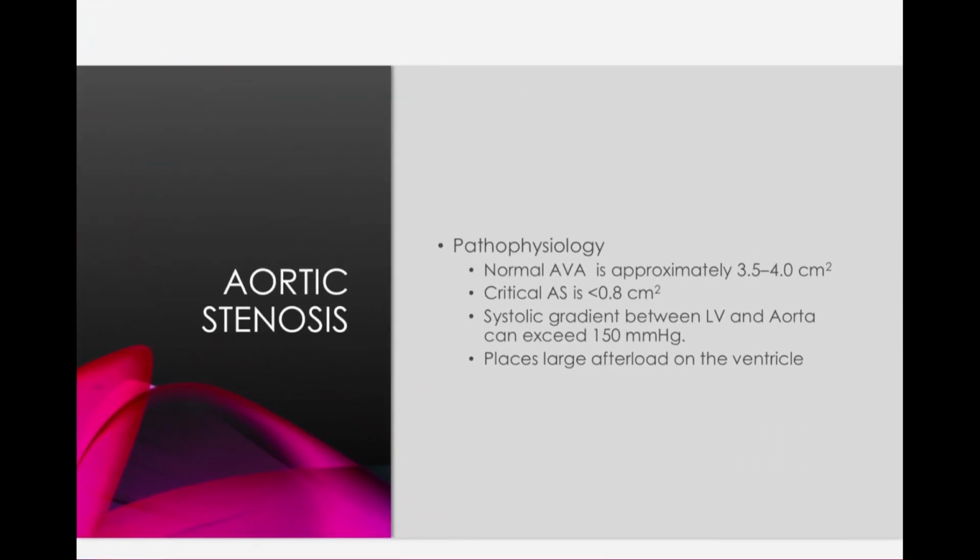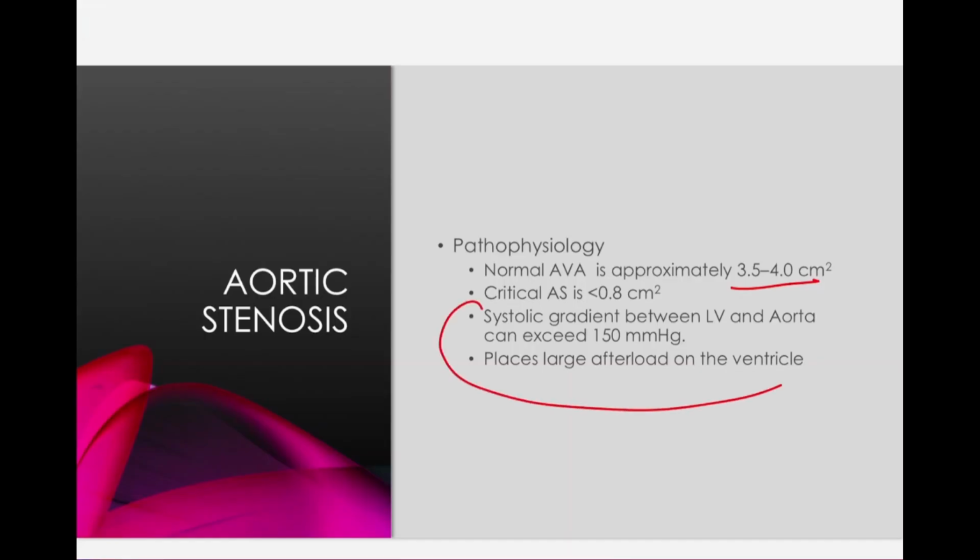So pathophysiology: a normal aortic valve area is about 3.5 to 4 centimeters squared. That's a normal valve area when it's wide open. If you measure the circumference of that area, you'll get 3.5 to 4. Critical aortic stenosis is less than 0.8 centimeters squared. You can see how small that valve area has now gotten. Not very, very big at all.